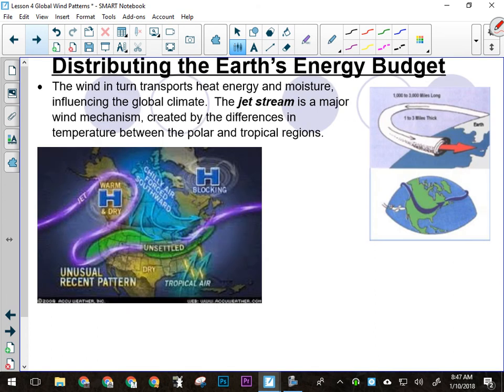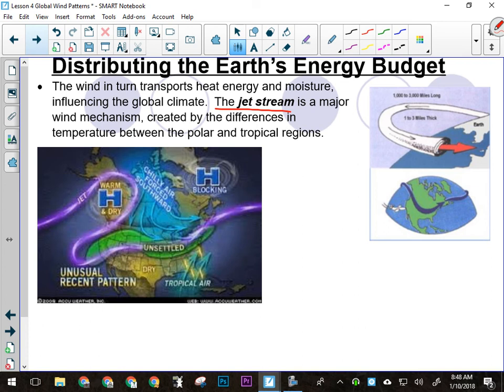All right, so distributing the Earth's energy budget. We'll talk about the jet stream first. The jet stream is a major wind mechanism, but it's very high altitude. We talked about yesterday, it's in the stratosphere, right? That's 30 kilometers or higher up into the atmosphere. Sorry, 10 kilometers or higher. So we've got very, very high altitude wind, but it moves very, very fast, and as a result, it can push other air masses around as it moves.